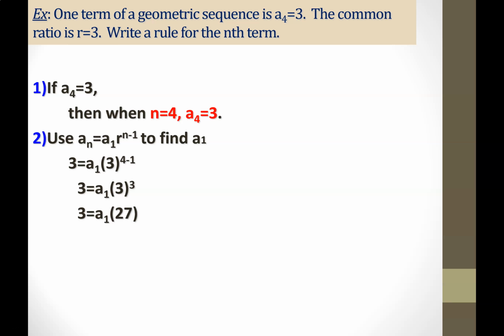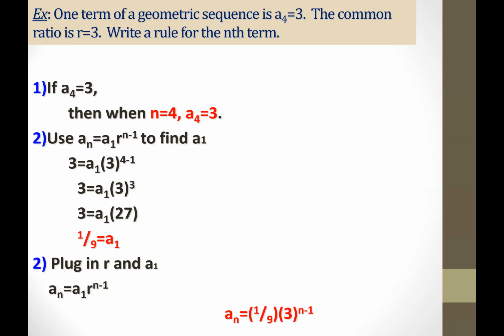Divide out that 27 from each side. When you do that, you should be able to simplify and get 1 over 9 is equal to a sub 1. Now we're ready to plug into our rule. So to come up with our rule, it'll be a sub n is equal to 1 over 9 times 3 to the n minus 1 power.